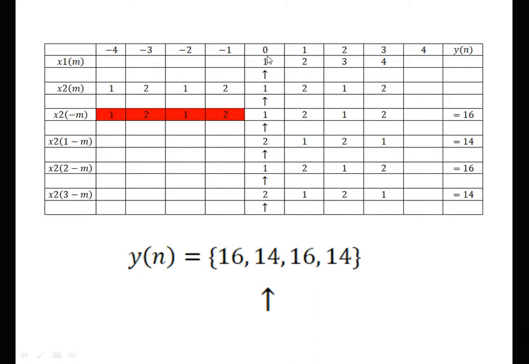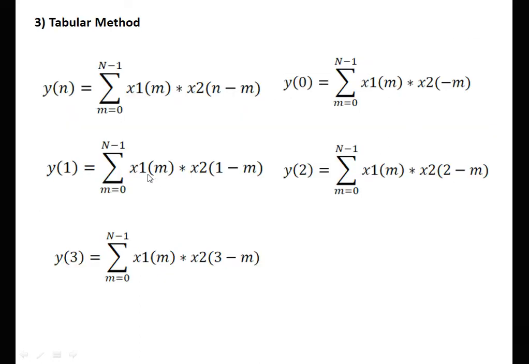Now we require to do the corresponding element multiplication. 1 into 1, 1; 2 into 2, 2; 3 into 1, 3; and 4 into 2, and their summation comes as 16. Next time our equation is x1 of m into x2 of 1 minus m.